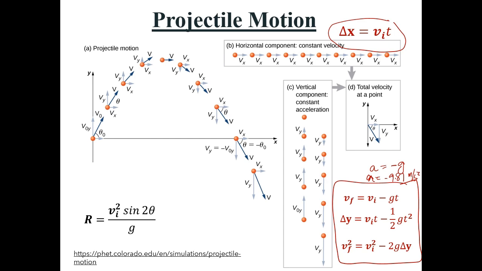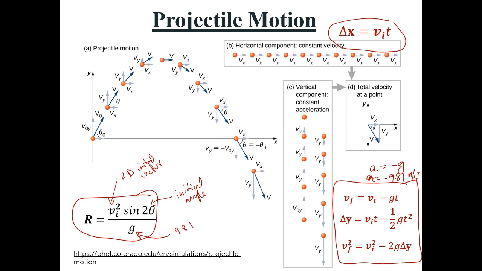There is another equation in projectile motion that we use, which is called the range equation. This is the range equation. In this equation, vi is the 2D initial velocity vector. Theta is the initial angle. I'll talk about where this can be used. And g is just 9.81. Of course, g is not negative. Remember, g is not negative. g is just a number. Acceleration due to gravity is negative.